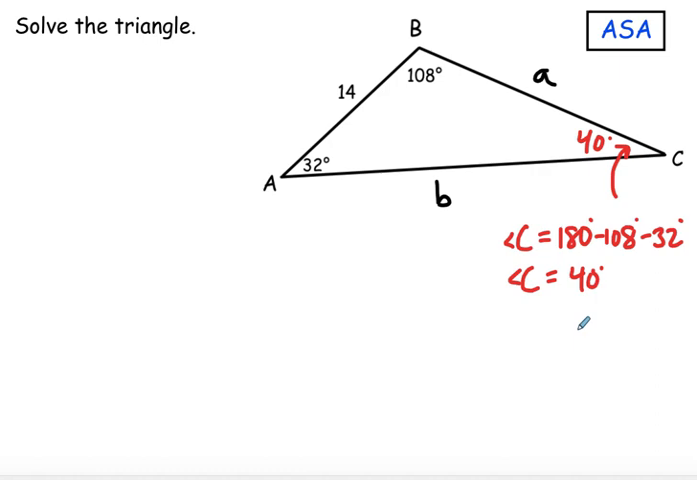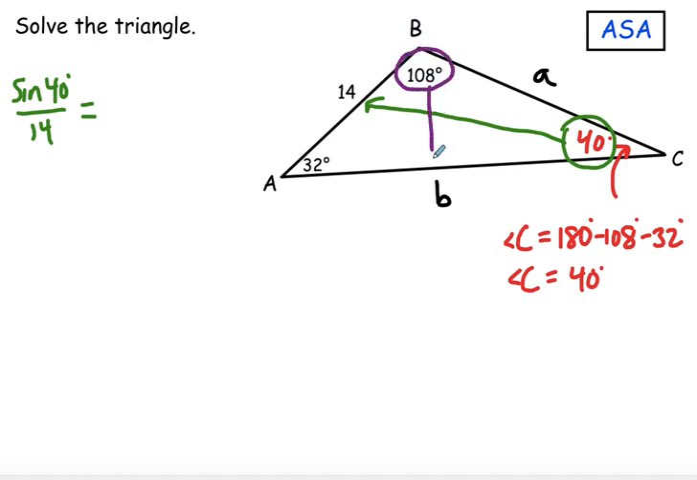Okay, and then we have that relationship between angle C and the side across from it. So let's get that set up. So sine of 40 degrees over 14 equals. And then we can either do solving for A or B. It really doesn't matter. Let's do B. How about? So sine of 108 divided by B.